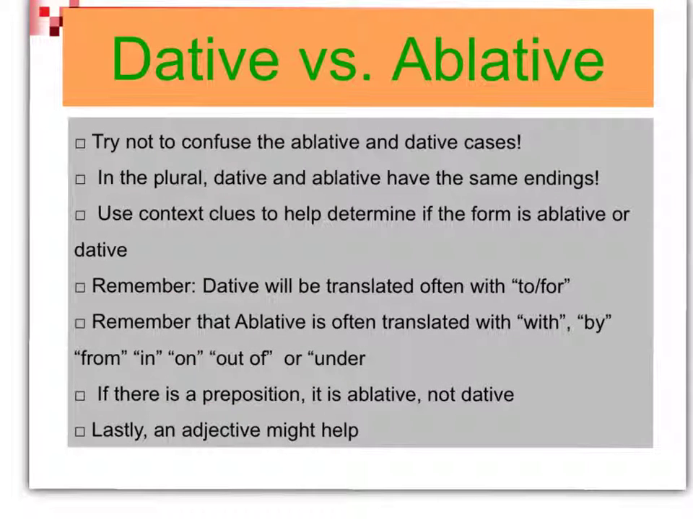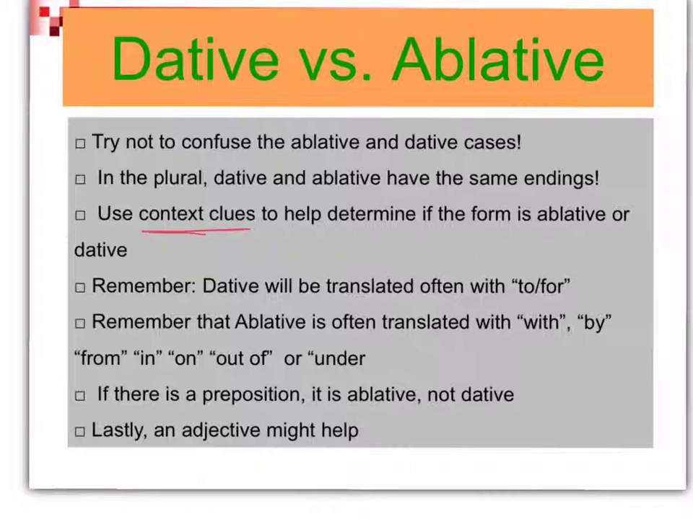Alright, now do your best not to confuse the dative versus the ablative. They both have very, very similar endings. Look at the chart in the book in this chapter to see how similar they are. In fact, in the plural, the ablative and the dative have the same endings. So how are we going to deal with it? Well, you could use context clues to help determine if the form is ablative or dative.